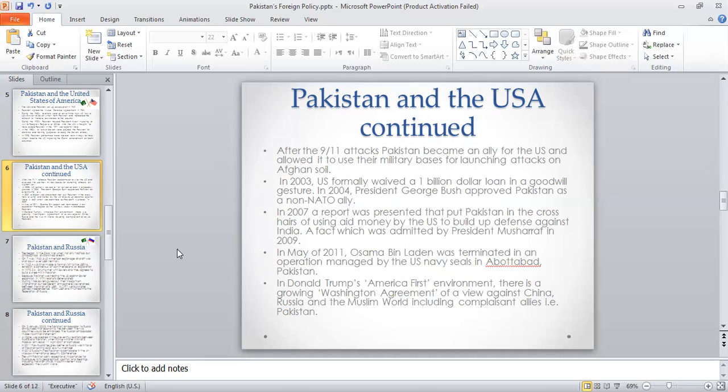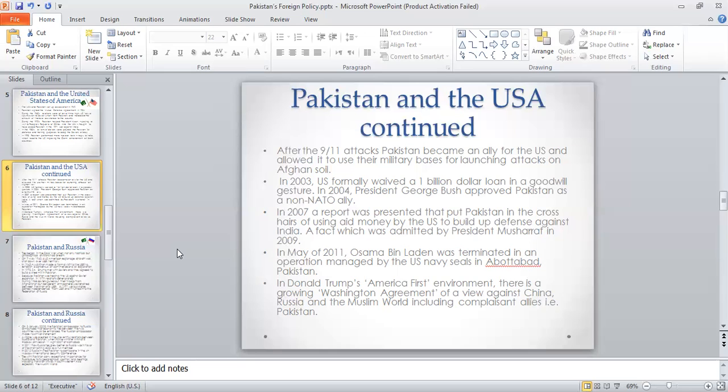In 2007, a report was presented that put Pakistan in the crosshairs of using aid money by the US to build up defense against India, a fact which was admitted by President Musharraf in 2009. The confidence and faith in each other has been absent since the war on terror commenced, as the US has been mistrustful of Pakistan army and accused it of tipping off Taliban and pro-Taliban factions on US proceedings.